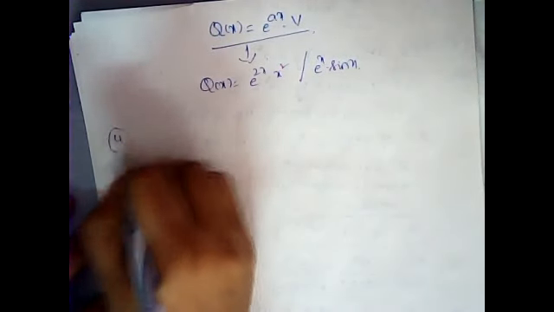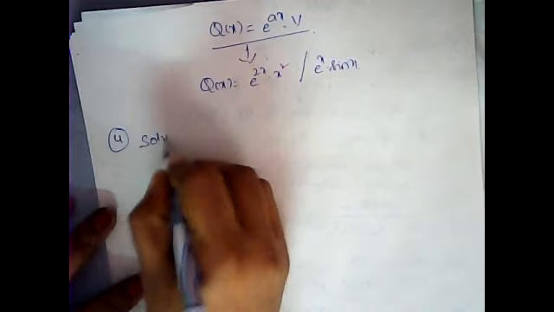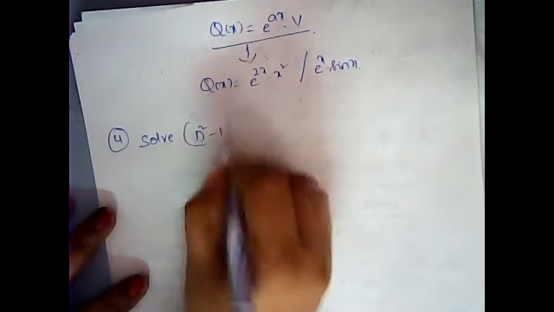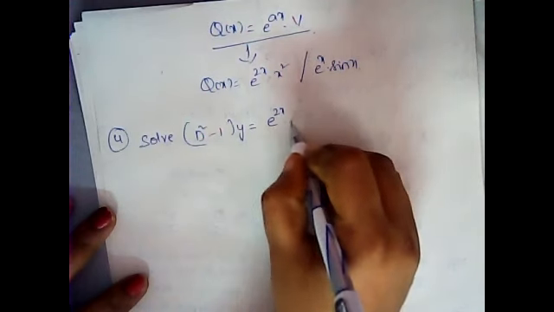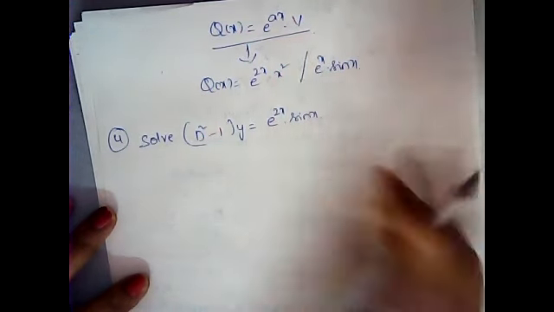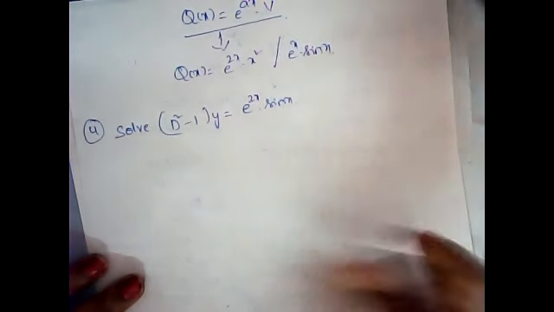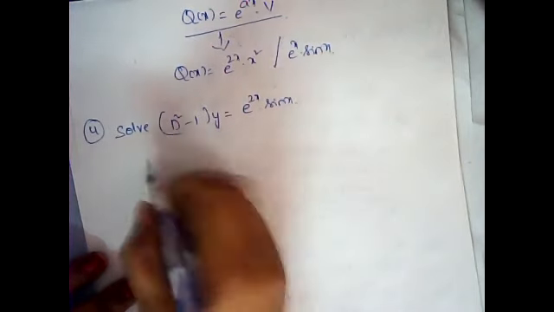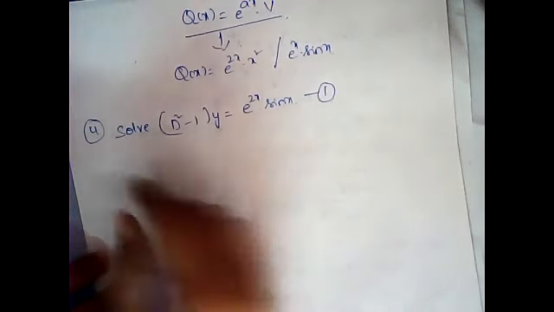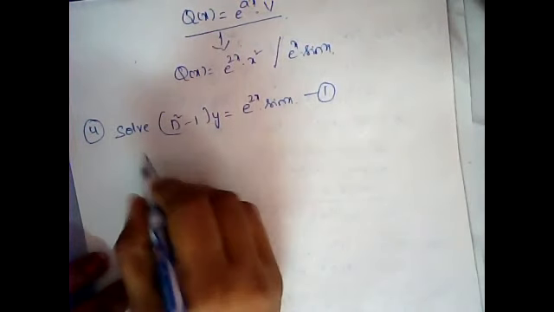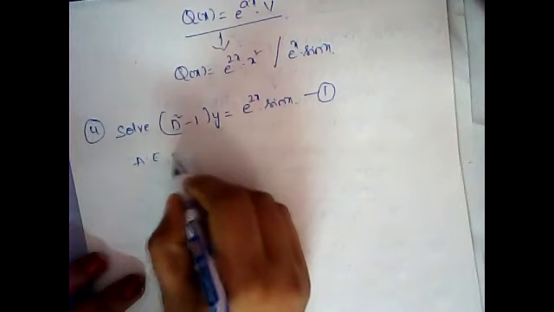Suppose if the problem was given to me as solve d square minus 1 whole into y is equals to e power 2x into sin x. So what should we do here? So first we need to find out yc, and after that yp here. Okay, so how we will be finding out yc for this one, taking equation 1. So what is the auxiliary equation of equation 1?